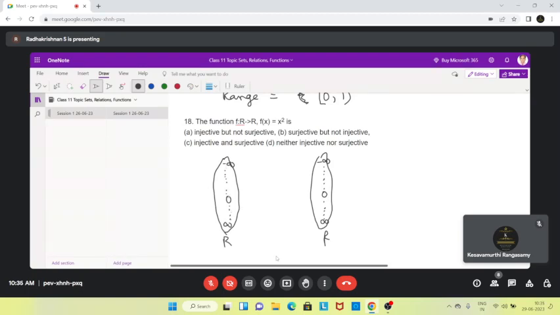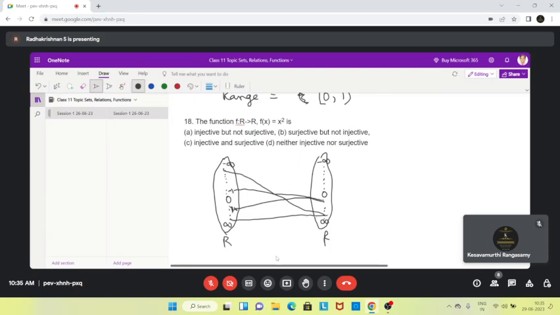So for all these values, where will it map in the codomain? Minus infinity to infinity. So let us say minus 1. What is minus 1 square? Plus 1, right? Somewhere here, minus some 1 million, what will the square of that be? A very large positive number. So let us say here, plus 1, where will this go? Same 1, right?